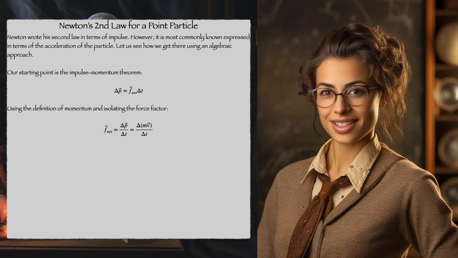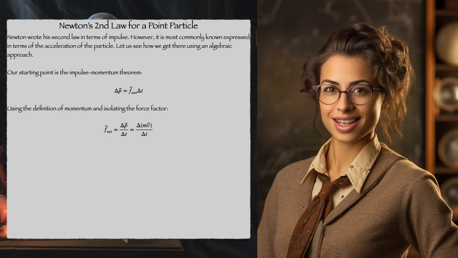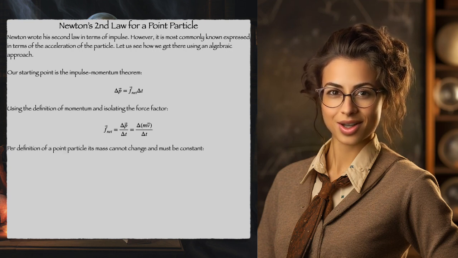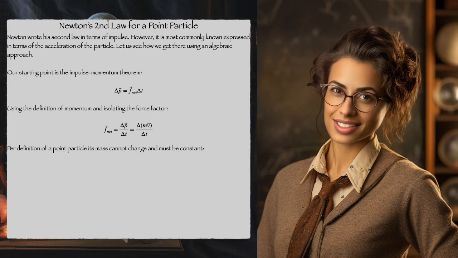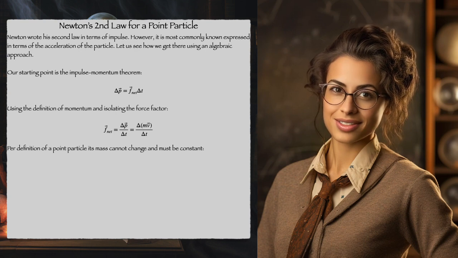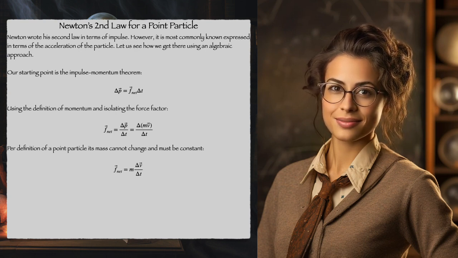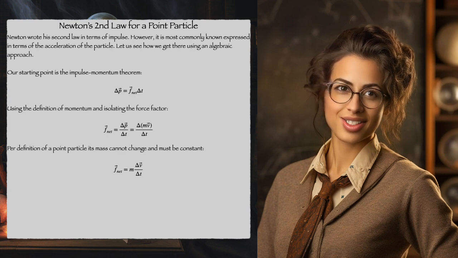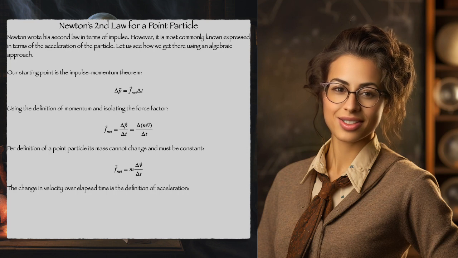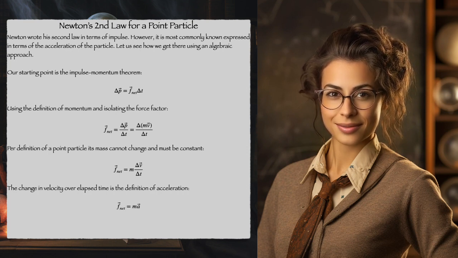Using that momentum is defined in equation form as mass times velocity, we get: a point particle is defined as an object where size and shape do not matter. That indirectly implies that its mass remains unchangeable and the difference only applies to the velocity. The change in velocity over an elapsed time is the definition of the average acceleration. We now have Newton's second law in its most common form.